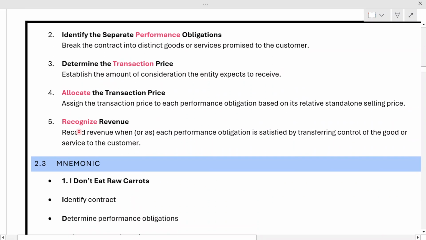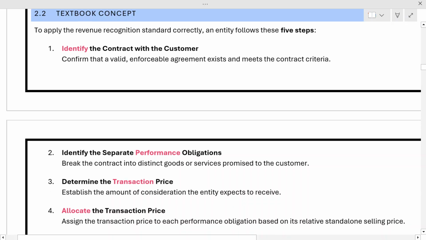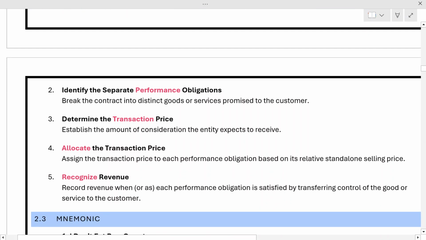And finally, last, the revenue needs to be recognized in the books of accounts based upon whether the services are given immediately or the services are given over a period of time. So these are the 5 steps within the textbook which need to be satisfied before recognizing the revenue.